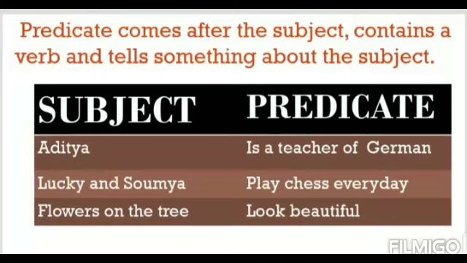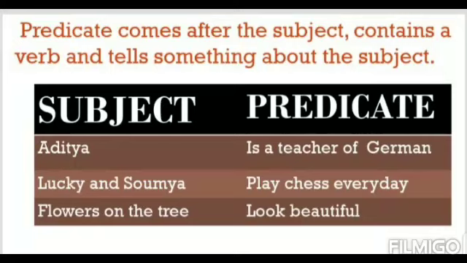Now come to predicate. What is predicate? It is the second part of the sentence and it generally starts with a verb. It tells us about the action the subject does. The same examples are given in front of you. See, Aditya is a teacher of German. So, what is the sentence saying about Aditya? It is saying that he is a teacher of German. So, is a teacher of German is the predicate.